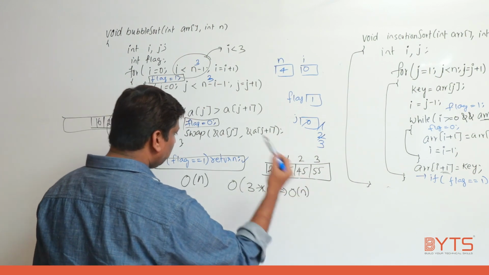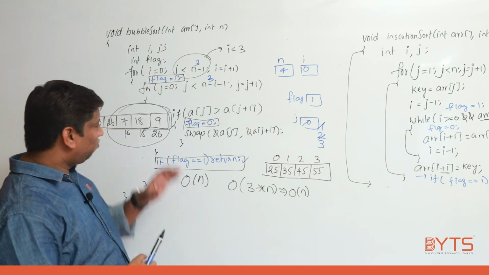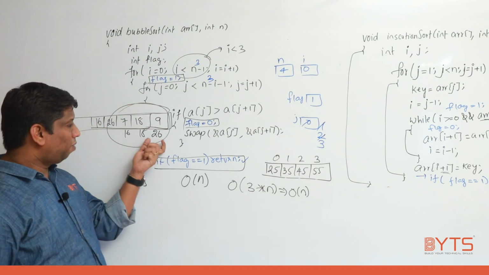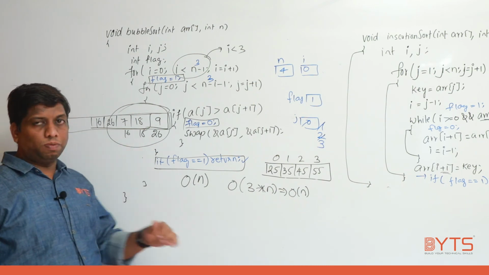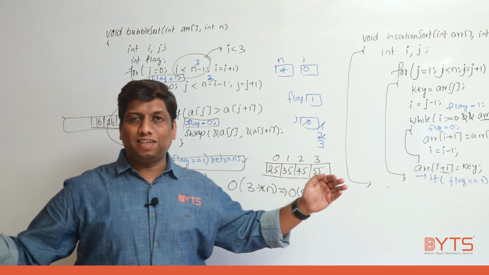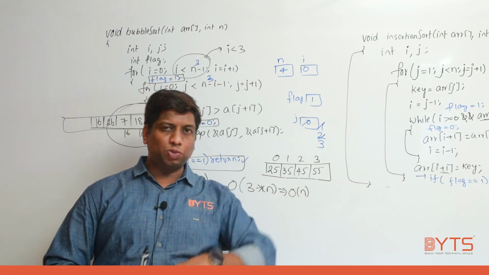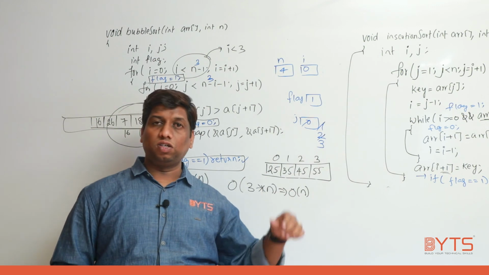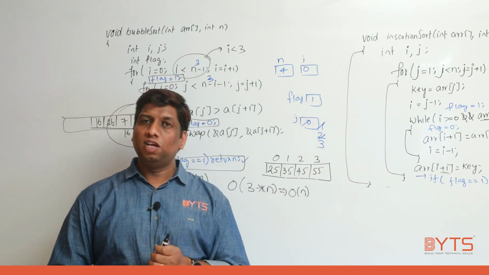That time will be what? O of n. Understand? The specialty of the bubble sort is, for the first time if the inner for loop is completed, the first maximum is coming here. Second time, second maximum coming. Third time, third maximum. 1 crore elements are there, 10 lakh elements are there, 1 lakh elements are there. If I want to pick the first 3 maximum numbers, you cannot do it with insertion sort. You can do it only with what? Bubble sort. That is the specialty of what? Bubble sort.